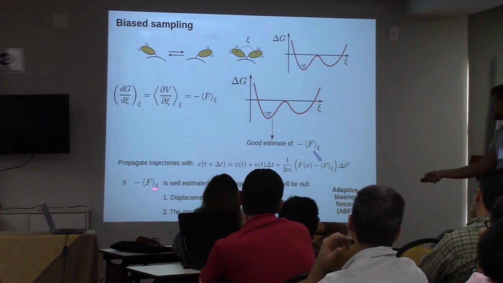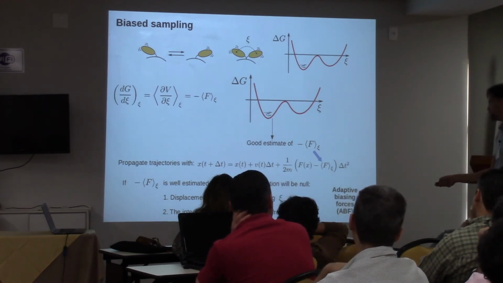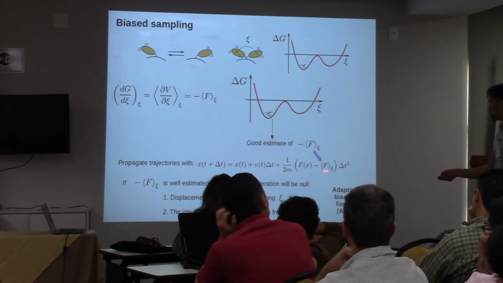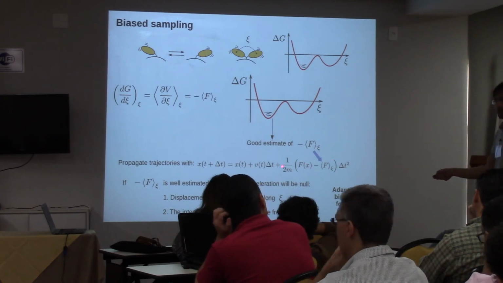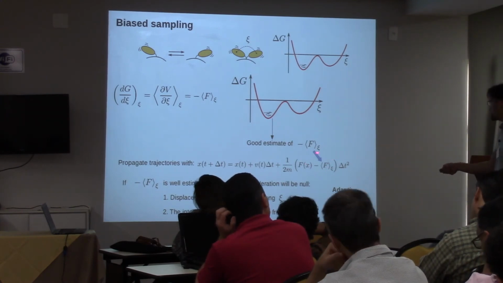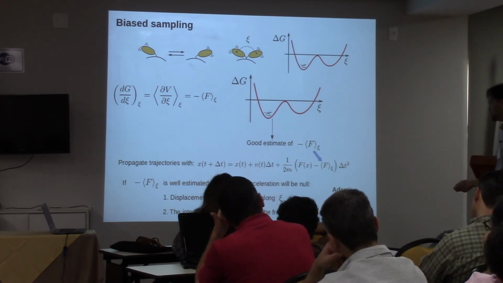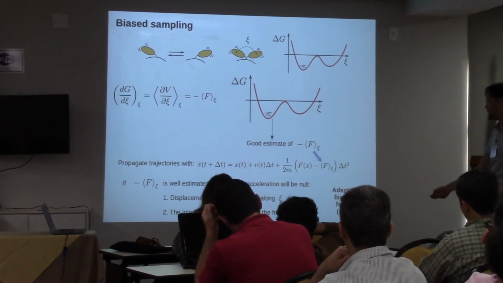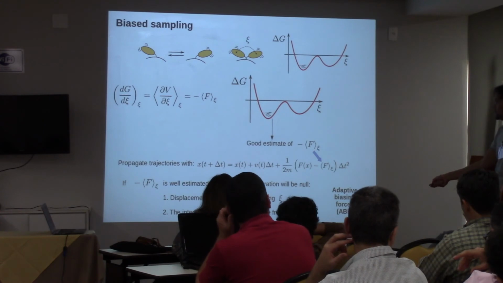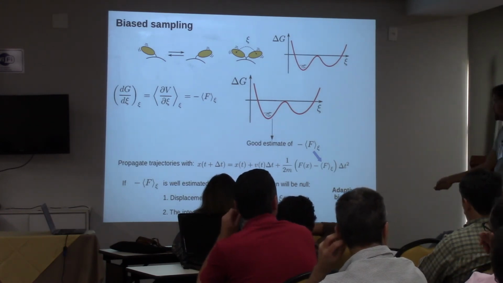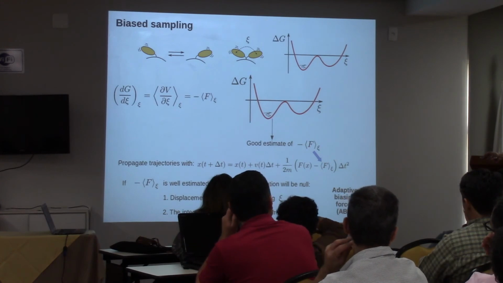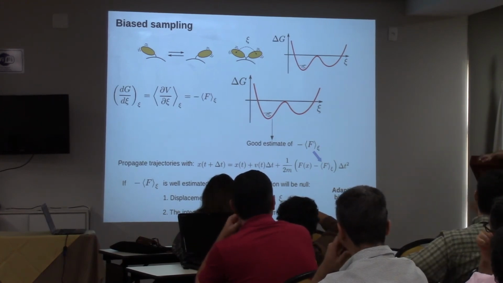So if the average force is well estimated for every position along my reaction coordinate, there will be no acceleration, there will be no average acceleration anymore in my system, because the average force is being subtracted from the instant force at every time. So the displacement will become diffusive along the reaction coordinate, and the integral of the added force, because the added force is the derivative of the free energy, the integral of the added force will be the free energy profile. The idea is similar to the idea that we have talked about before.